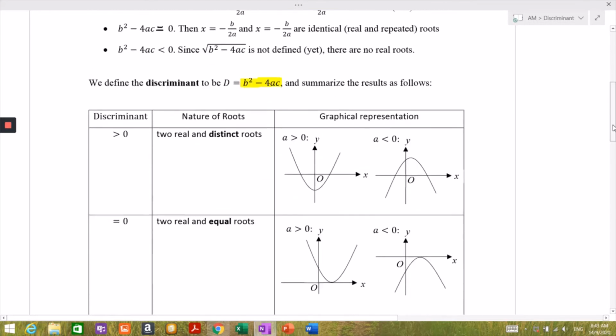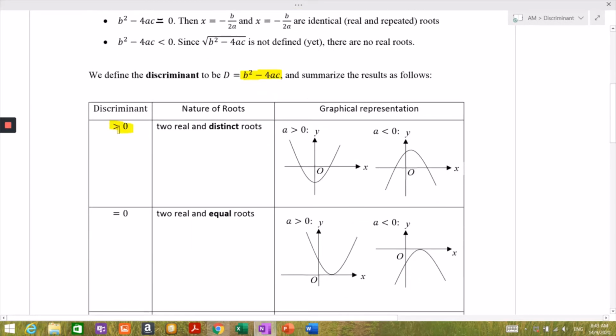roots. For instance, if the discriminant is more than 0, you find that there are two real and distinct roots to the equation, and graphically the curve cuts the x-axis at two distinct points. In the event that the discriminant is equal to 0, then there are two real and equal roots, in which case the graph cuts the x-axis only at one point.